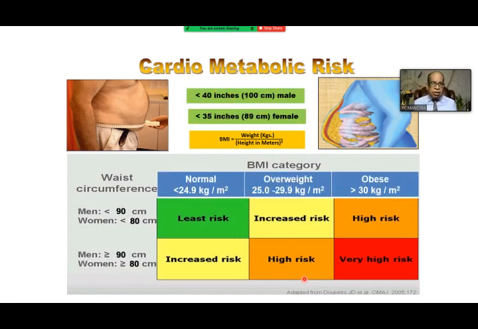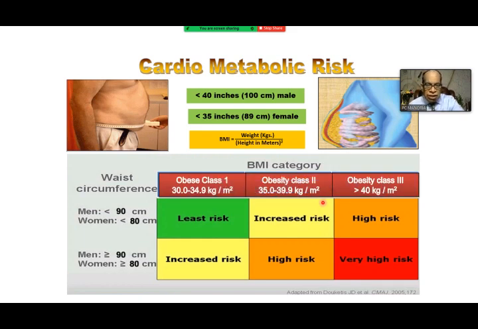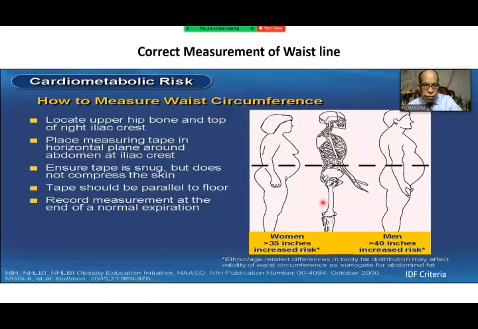These are the figures for the Western population or for the WHO. In the West, the normal waistline is less than 40 inches or 100 centimeters, and for females, it is less than 35 inches or 89 centimeters. And the normal BMI for the Western population is less than 25, overweight 25 to 29.9, and obese more than 30. Obesity class 1, 30 to 34.9, class 2, 35 to 39.9, and class 3, greater than 40 kg per square meter.